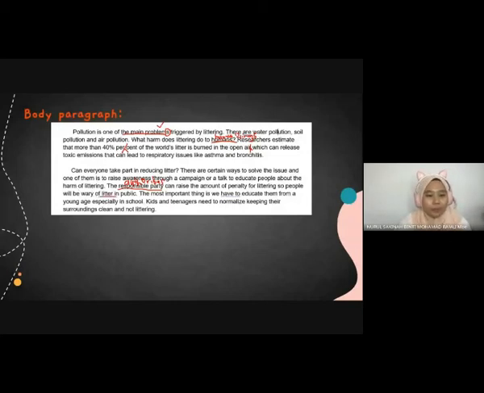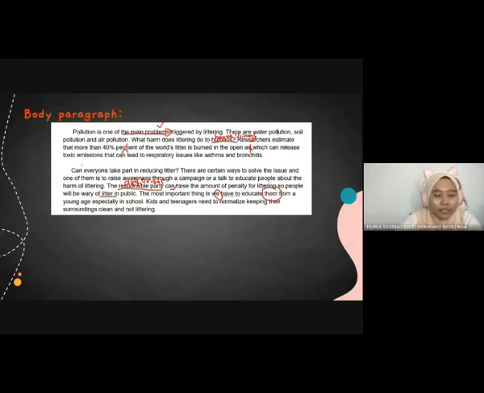Okay, good. The most important thing, so they make an emphasize here. The most important thing here is we have to educate them. Okay, kat sini dia confused sikit. We ni siapa? And them ni siapa? Okay, so you have to be careful lah dengan penggunaan pronouns. You have to be careful with the use of pronouns. We and them, when actually the article is focusing on us, right? Okay, so kena ada beza sikit. We tu siapa? Them tu siapa?